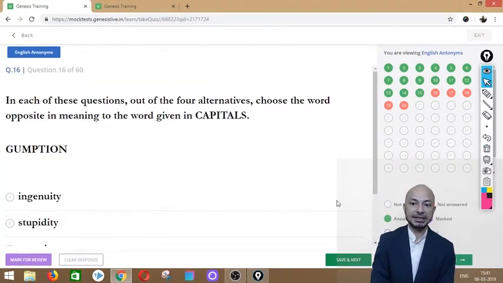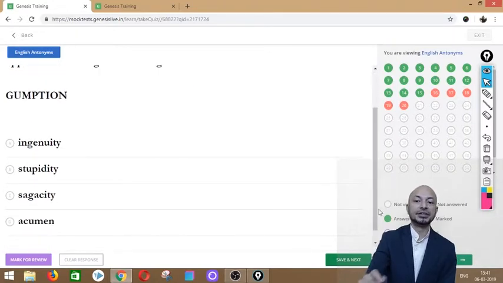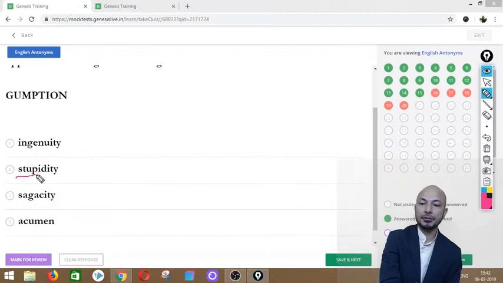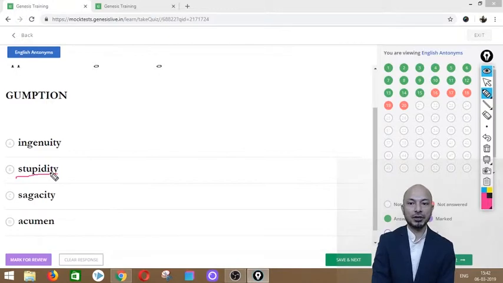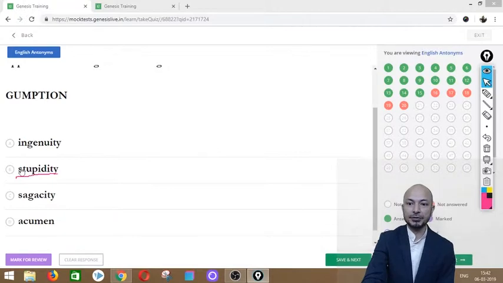So we come to question number 16, and the word is gumption, and the options given are ingenuity, stupidity, sagacity, and acumen. And our answer is going to be option B, which says stupidity. Gumption is when you have a lot of courage, having a lot of bravery and courage, that is gumption. And stupidity is anything you do which lacks thought or knowledge, is being stupid. So the nearest antonym we have to gumption is stupidity. So we click there, option B.